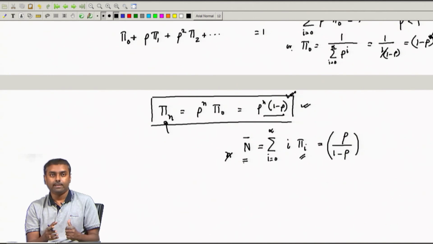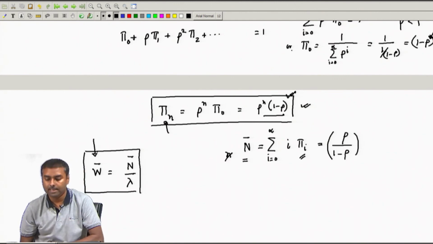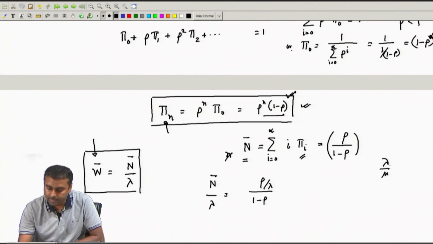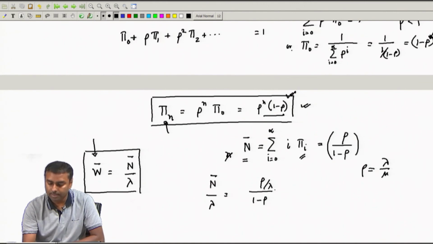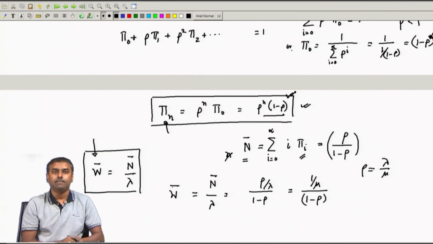Now, how do I get the delay? You remember my delay was the average number of customers divided by lambda, that is Little's formula. So, I put in Little's formula, and I get my average delay also. So, the average delay will be this n bar divided by lambda, which is rho over 1 minus rho, divided by lambda. Now, rho is lambda by mu, so rho divided by lambda becomes 1 by mu. So, I can write it as 1 by mu over 1 minus rho, that is my average waiting time.